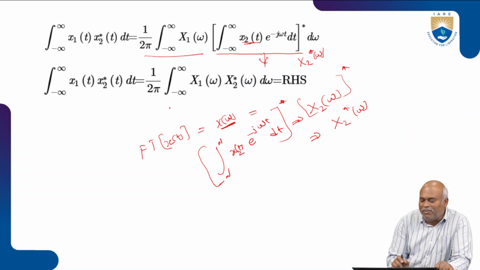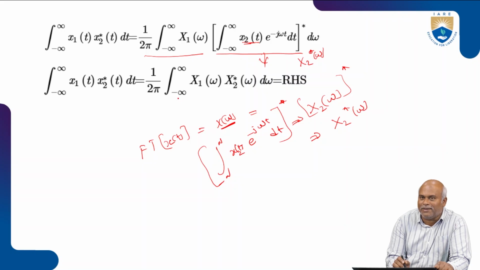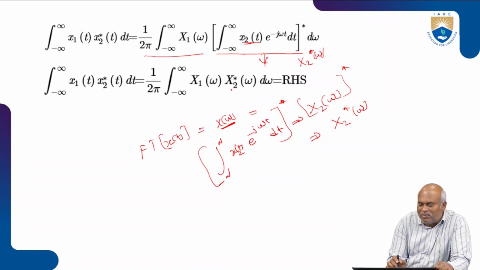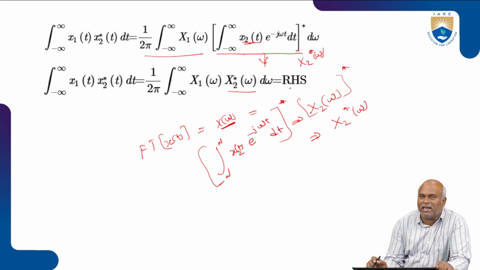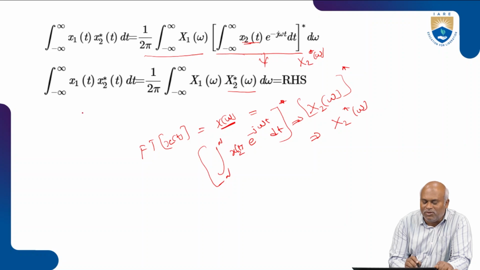So now I write for the right side of our equation: it is equal to 1 by 2 pi integration of minus infinity to plus infinity X1 of omega, as usual, and this term I should write for the X2 star of omega, then d omega. That is what I write here. Okay. Now you look at this equation.